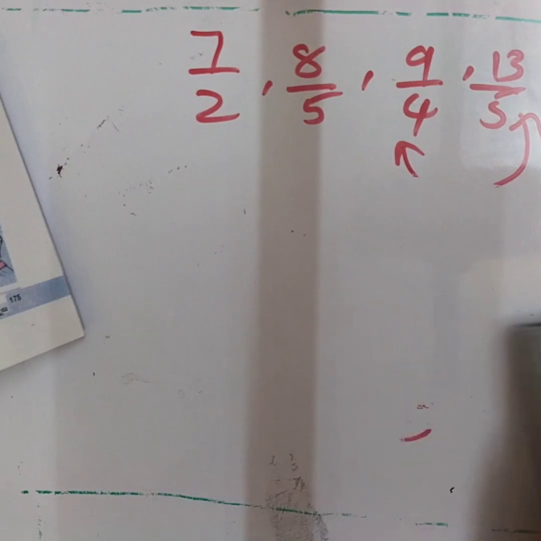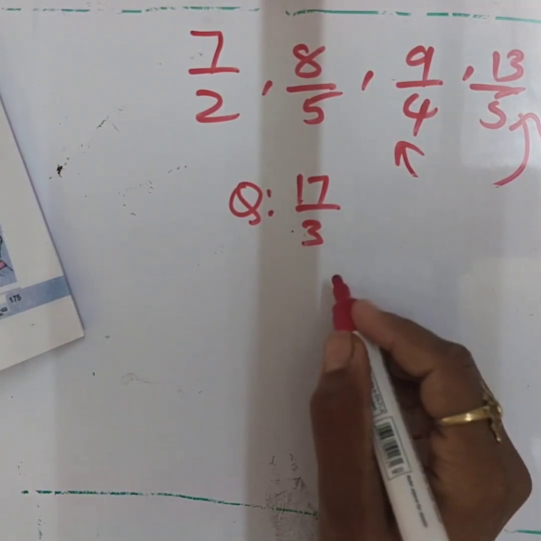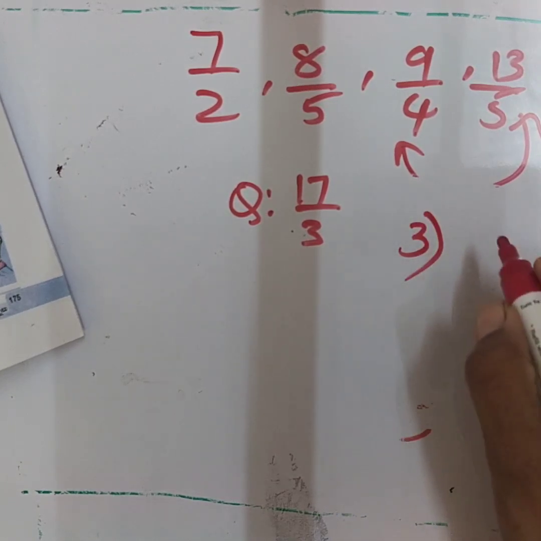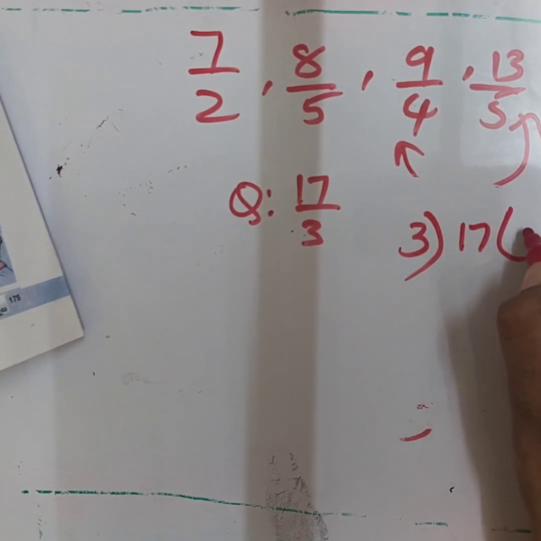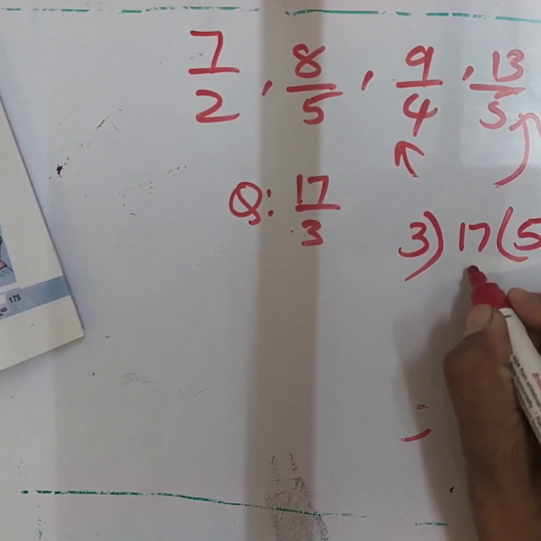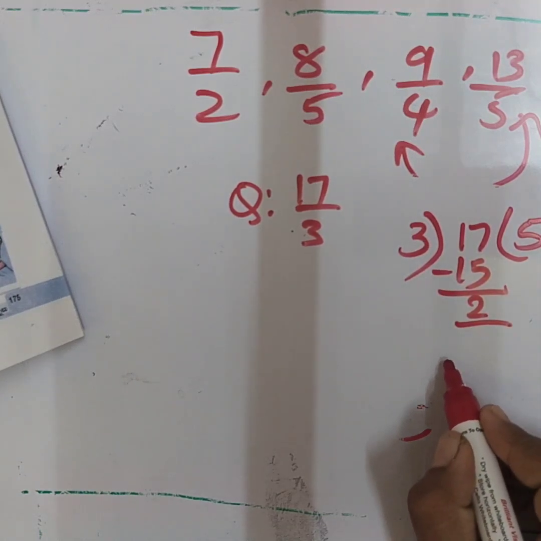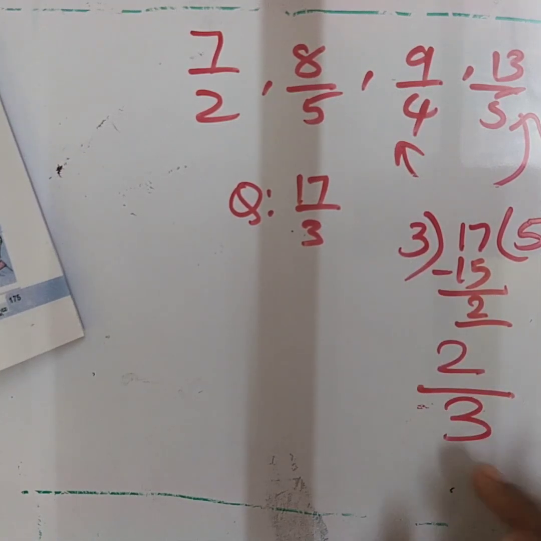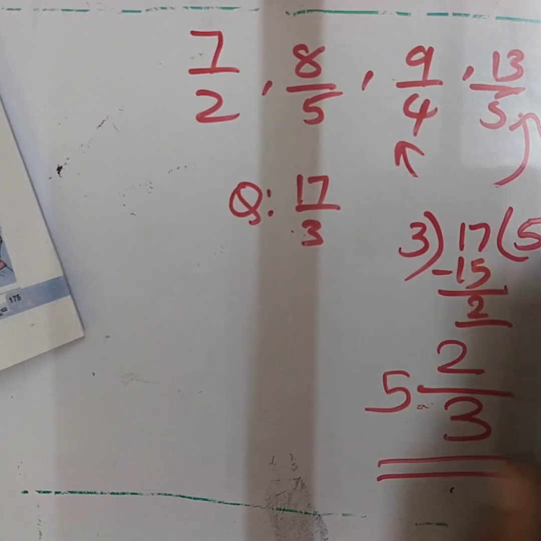And then I am going to explain the question 17/3. 17/3 we are going to convert as a mixed fraction. So at the first step we are going to divide the numerator by the denominator. 3 5s are 15, 3 6s are 18. So we are taking 3 5s are 15. If we subtract it we are getting 2. So the remainder is the numerator, the divisor is the denominator, and the quotient is the whole part. So 5 2/3 is the answer for this.